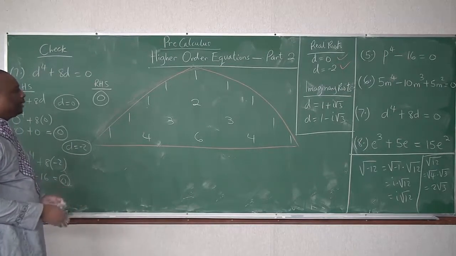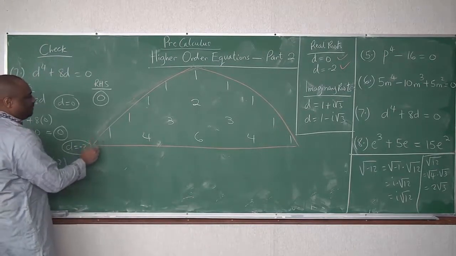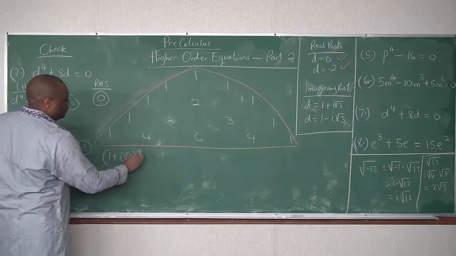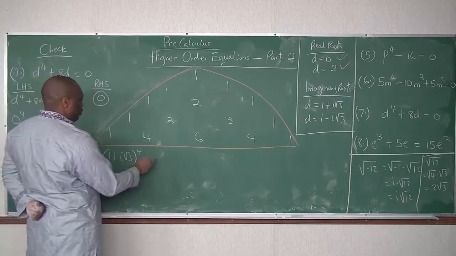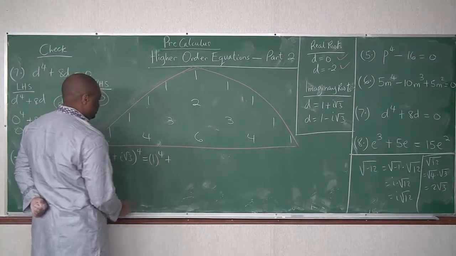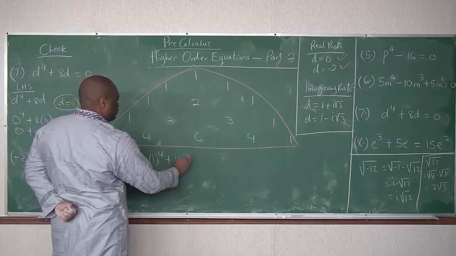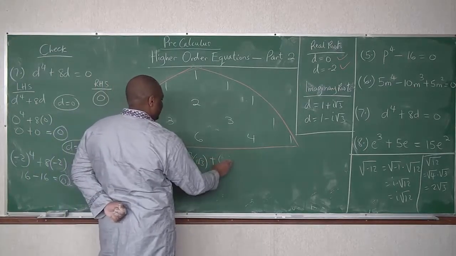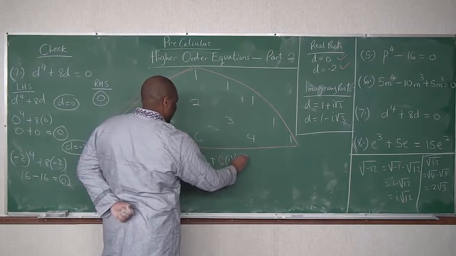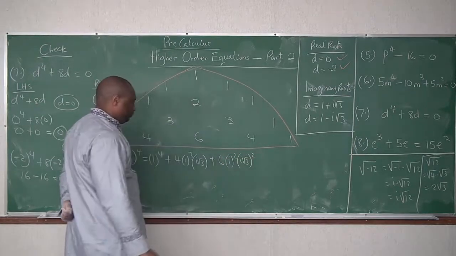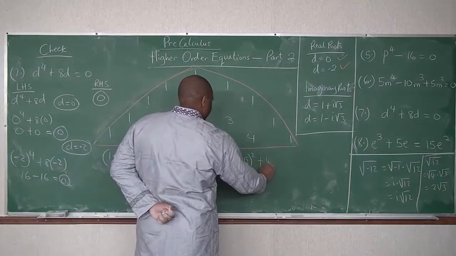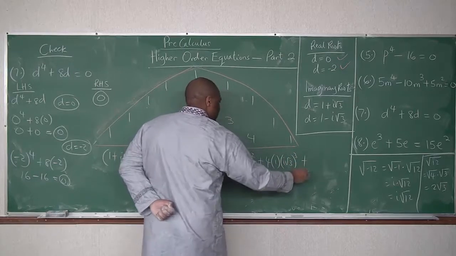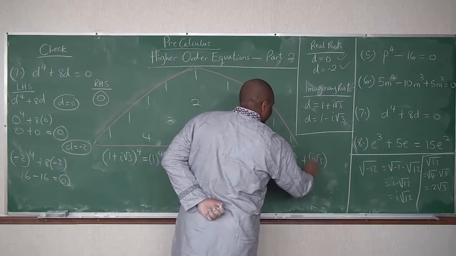Okay, so if I have 1 plus i root 3 raised to power 4, this will give me 1 raised to power 4 plus 4 times 1 cubed times i root 3, plus 6 times 1 squared times (i root 3) all squared, plus 4 times 1 times (i root 3) all cubed, plus (i root 3) all to the 4.